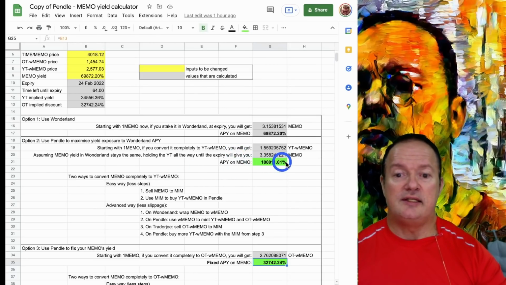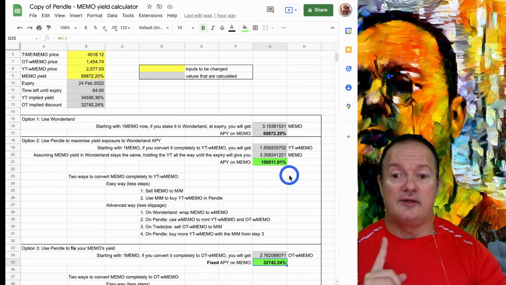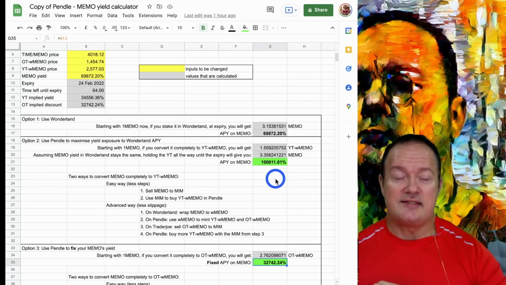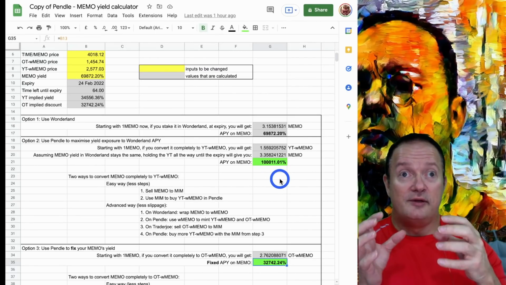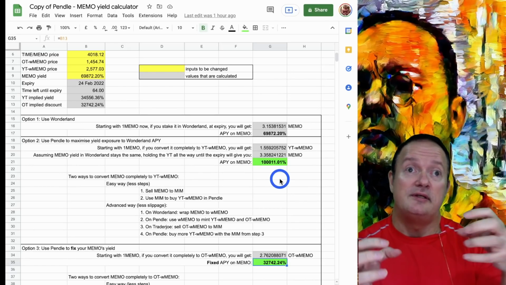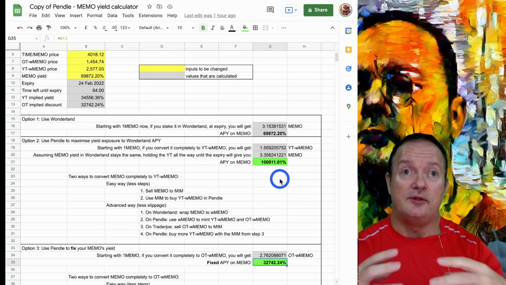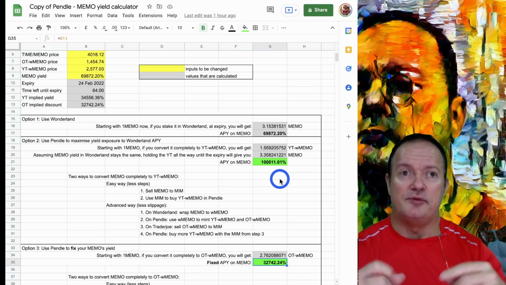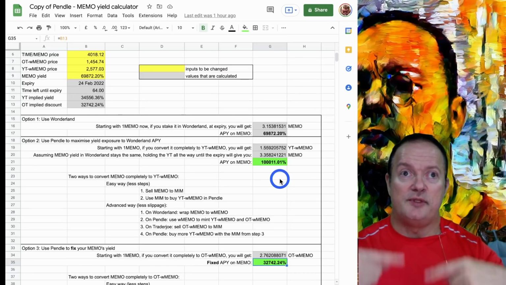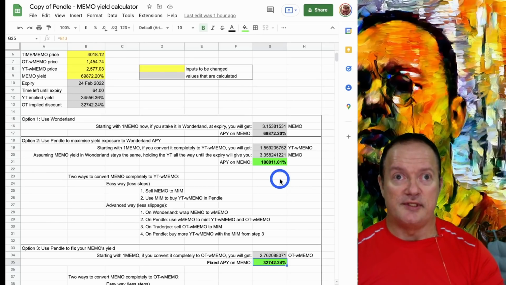So currently, this is what I'm expecting to get, 100,000%. Now, I could get higher than this if I combine my YT-wMEMO token with some MEMOs, put that in the liquidity pool, and earn 236% APR, which I can compound. I can take those Pendle tokens that I'm going to receive and swap them, compound them, and go on like this for a couple months.